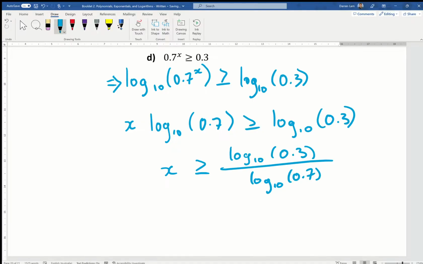Log base 10 of 0.7 is negative. Correct. Log base 10 of 0.7, there we go. 10 to the power of what gives you 0.7? If it's 0, you get 1. If it's anything positive, it'd be 10 or greater than 10, wouldn't it? 10 to the power of 2, for example, is greater than 10. So for an answer below 1, log base 10 of something below 1 is going to be a negative value. And if it's a negative value, of course we have to reverse the sign. So that becomes x is less than or equal to that fraction.